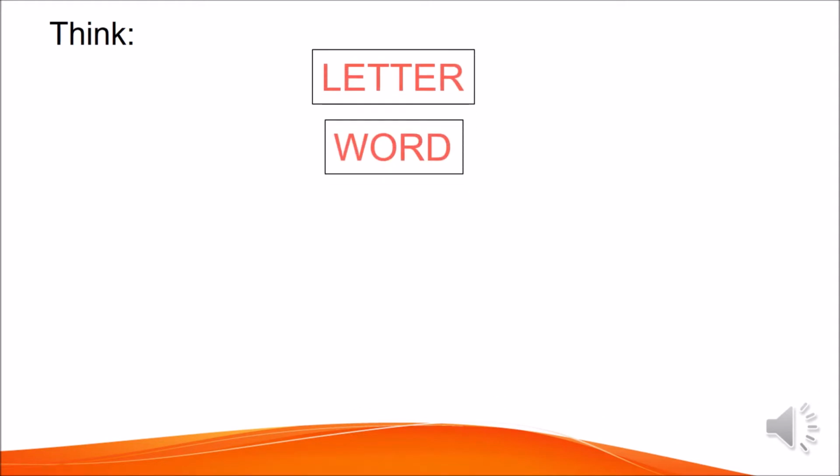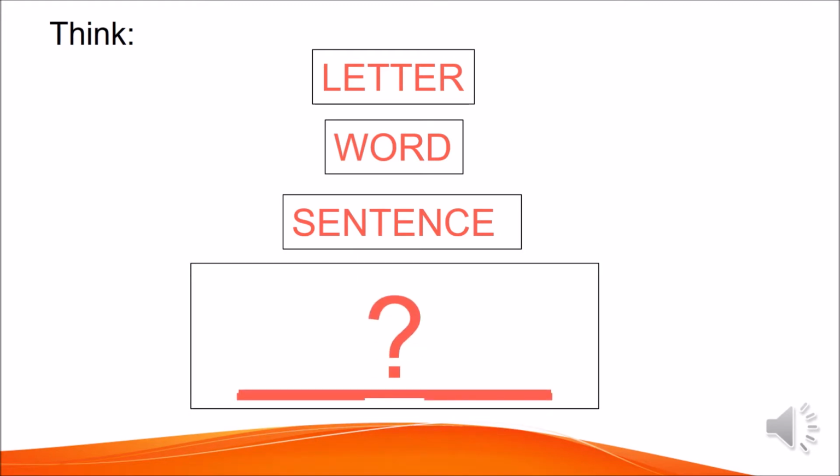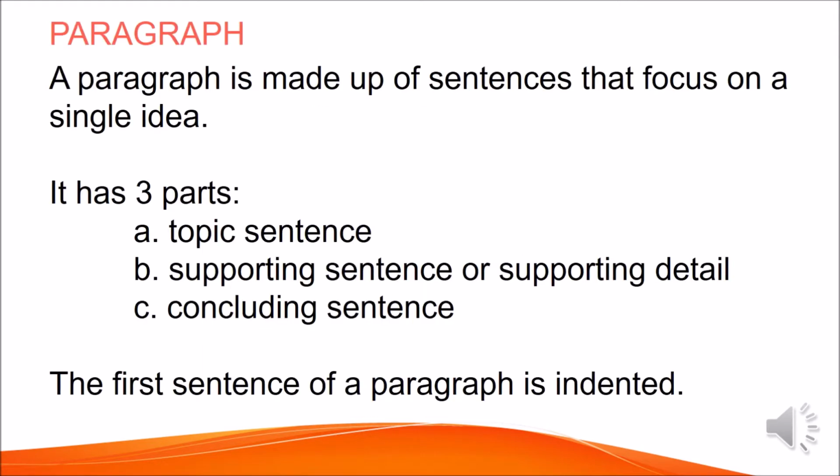So, let's see. First is a letter. Then comes a word. Then a group of words is a sentence. Then, what do you think is a group of sentences called? It is called a paragraph. A paragraph is made up of sentences that focus on a single idea.